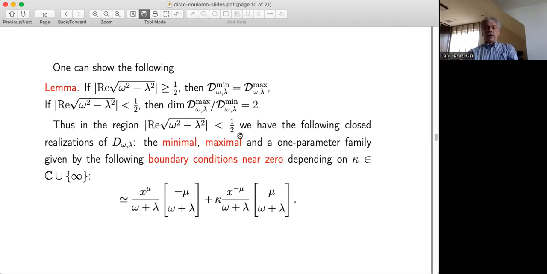Therefore, in this interesting region, we have the following closed realizations of the Dirac-Coulomb Hamiltonian: the minimal, the maximal, and a one-parameter family given by the boundary conditions near zero. These boundary conditions mix the two possible behaviors near zero. So either we have x to the power mu or x to the power minus mu, and they are mixed with the help of the parameter kappa. Kappa can be anything, and it can actually be infinity, and in this case we interpret that there is no other term.